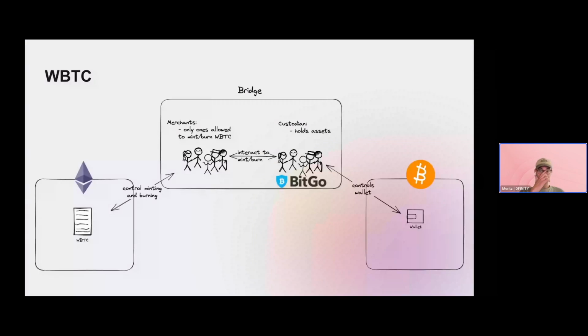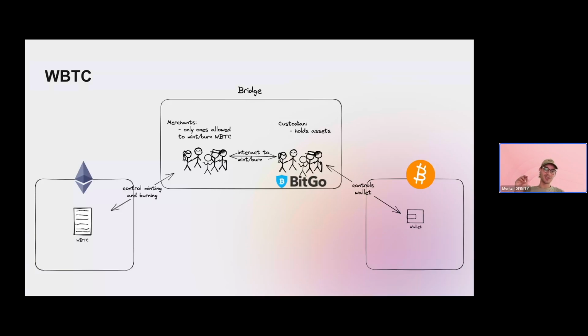So let's think about how assets from other chains were usually made available on a target chain. A good example here, as we are talking about Bitcoin, is wrapped Bitcoin on Ethereum, so WBTC. When you are using wrapped Bitcoin on Ethereum, you're actually trusting two groups of people, the custodians and the merchants. The custodians hold the actual Bitcoin, and the merchants are supposed to be the only ones allowed to mint or burn wrapped BTC on the Ethereum network.